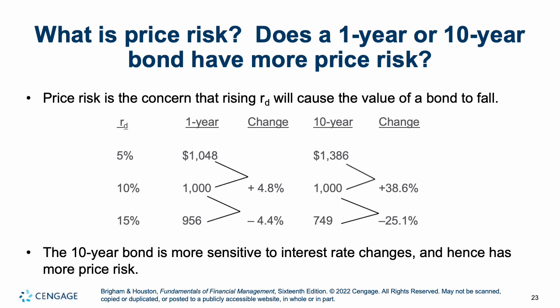Looking at a 1-year bond ranging from 5 to 15% return on debt or cost of debt, interest rate pertaining to debt here, 1048 to 956, whereas the 10-year bond will run from 1386 to 749, just because there's so much more time remaining. So if interest rates widely change, the price of your bonds are going to widely change as well. So you can actually lose money as a consequence if you have a lot of price risk. Your bond can be worth a lot less than you may have paid for it, for instance.